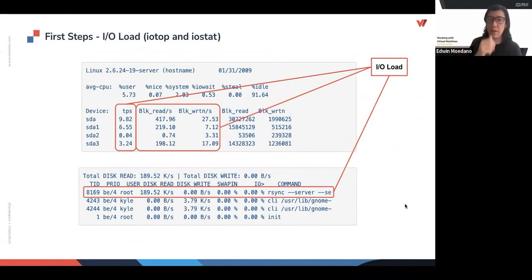So the next commands I like to run are iotop and iostat. With iotop, we can see how many transactions per second we have on different disks, and the bulk reads and the bulk writes on each disk. So we start seeing a lot of reads on the first device. So it's kind of a concern.